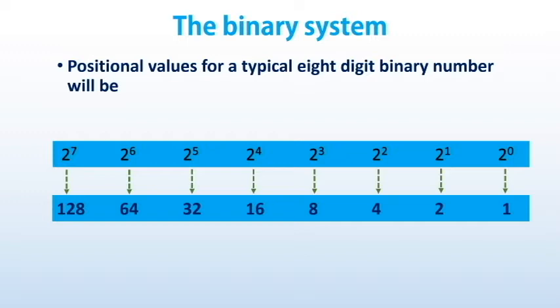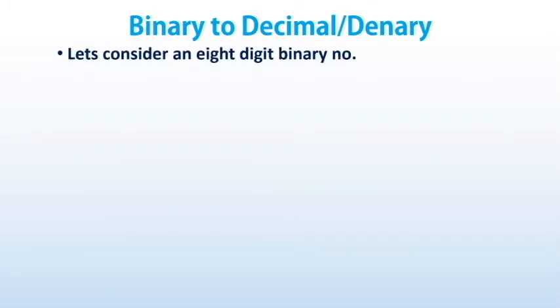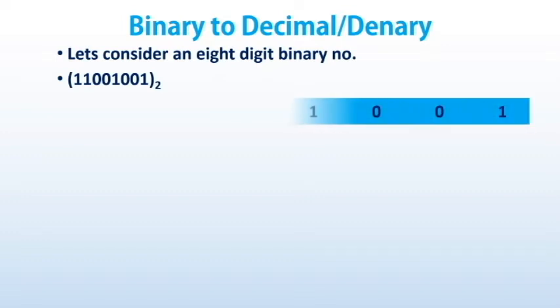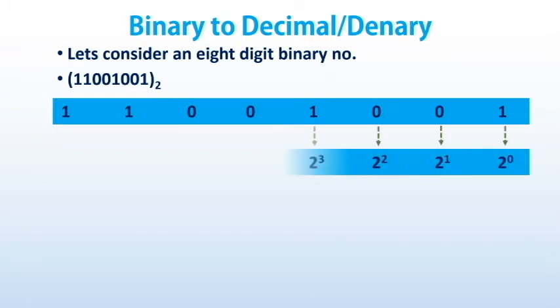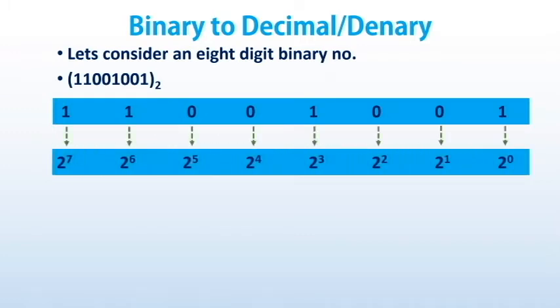So let's take one example to convert a binary number to a denary or decimal number. Let's take the example of the binary number 11001001. It is a typical 8-digit binary number. First we will write down the number. Then we will write the positional headings and the values of these positional headings.